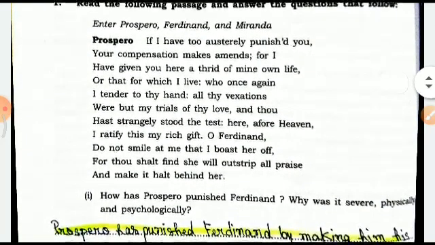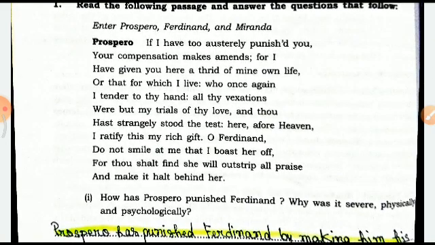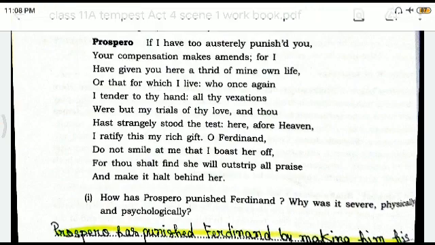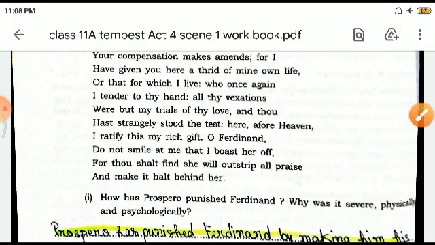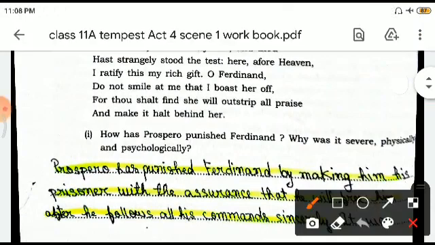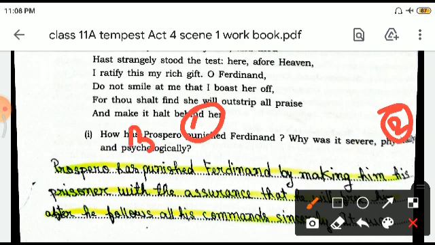Now see the first question. How has Prospero punished Ferdinand? Why was it severe physically and psychologically? So you can see this question looks to be a single one, but actually it has three subparts: first, how he punished, second, physically, and the third, psychologically.